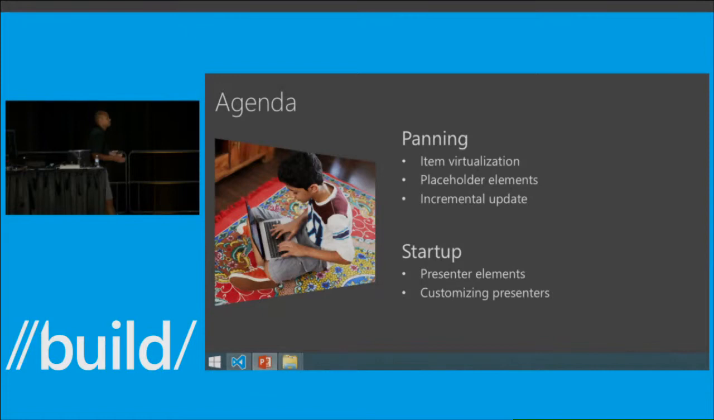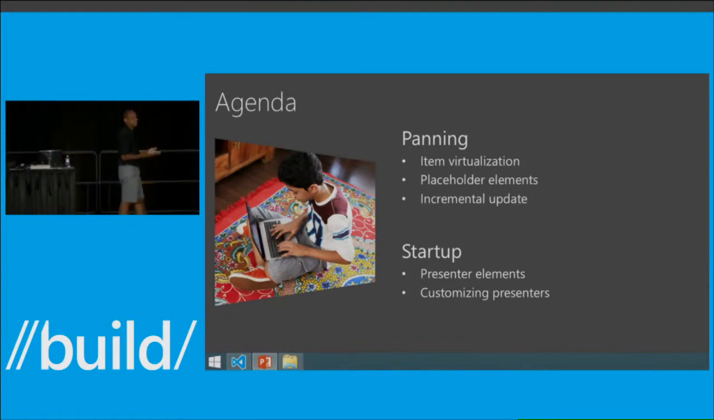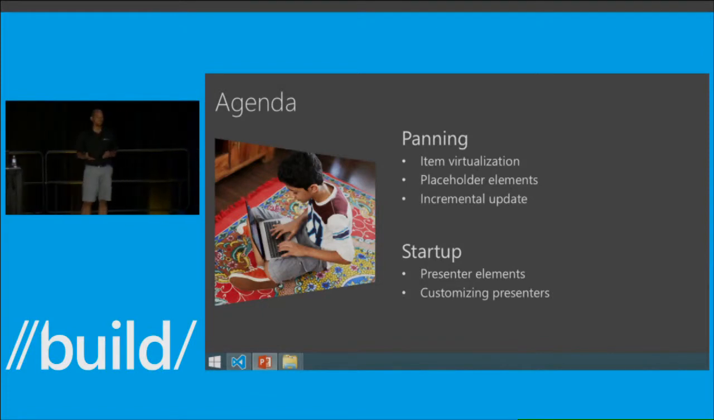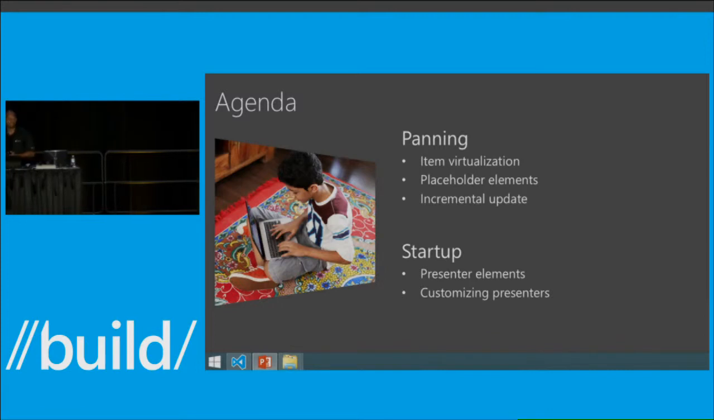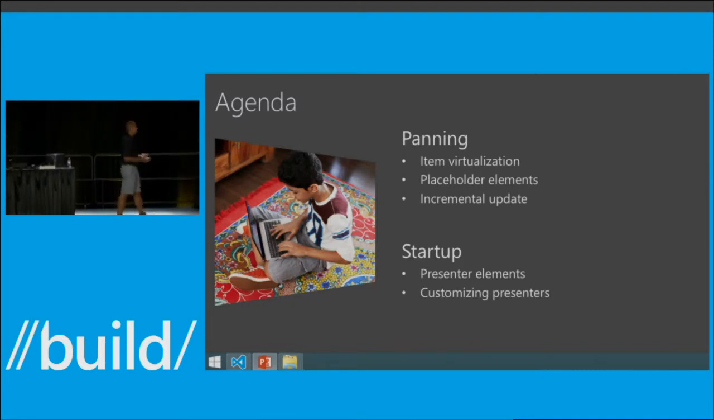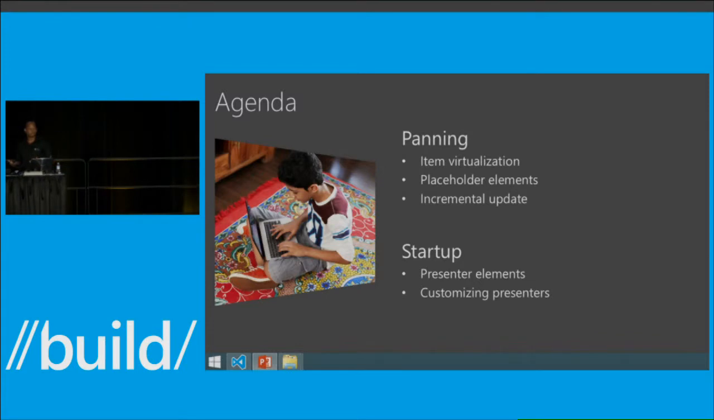So our little journey today, we'll start off by dealing mainly with panning, and we'll first start with how item virtualization can improve your startup and panning experience, move to showing placeholder elements, and then talk about how to code up an incremental update system for your app. And then we'll switch gears and talk about startup and talk about GridViewItemPresenter and ListViewItemPresenter, which are two new classes that we introduced to help increase startup by about 26% in ListView and GridView scenarios.